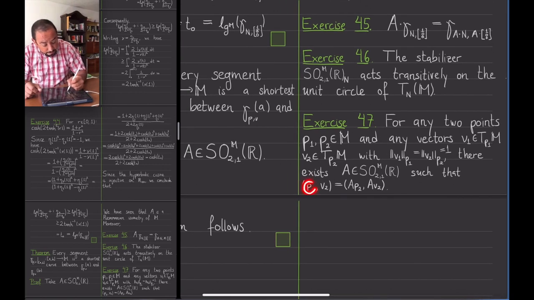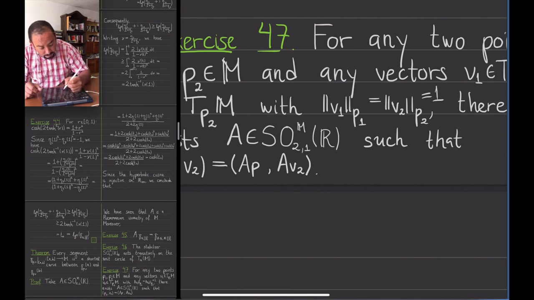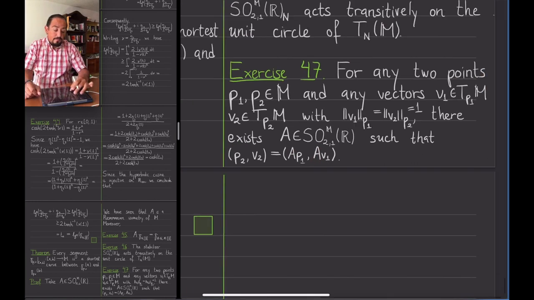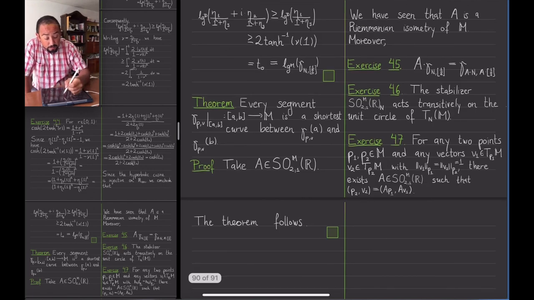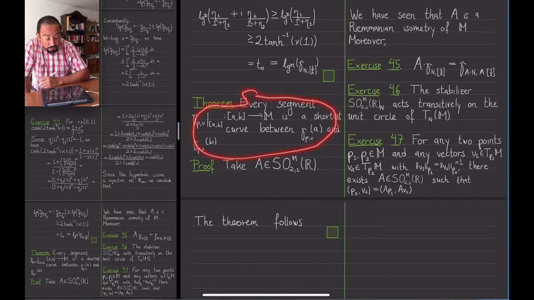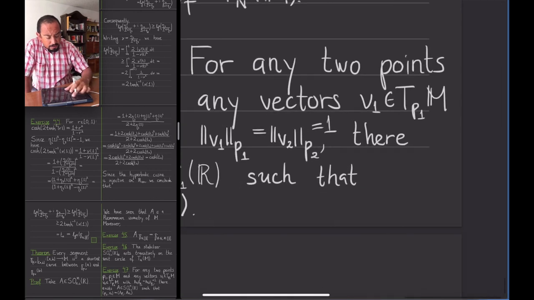Right, so that P2 is A of P1, and V2 is A of V1, where really here A is actually the derivative of multiplying by A from the tangent plane to the tangent plane, like it's really the derivative. So A is its own derivative everywhere. So because of that, we are done. Every segment is a shortest curve.